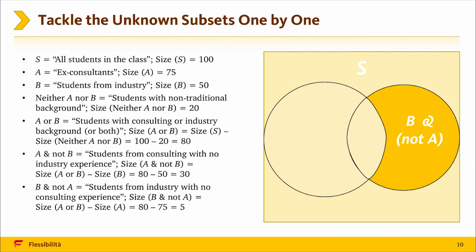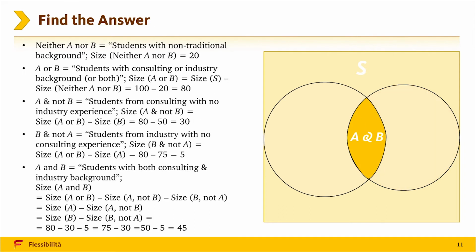Symmetrically, B and not A has the size of 80 minus 75, the size of A, or 5 people. 5 people have industry background but not consulting background. Okay, now we are ready to find the number of people who have both consulting and industry background.